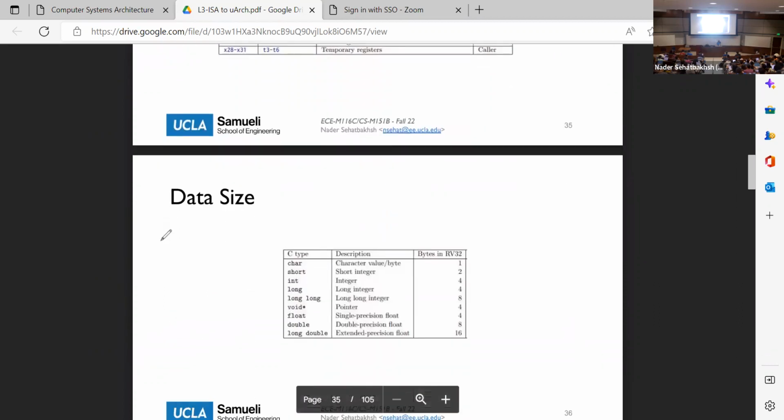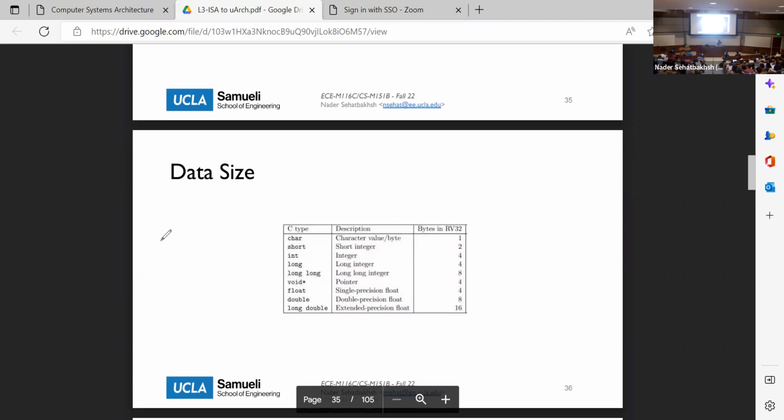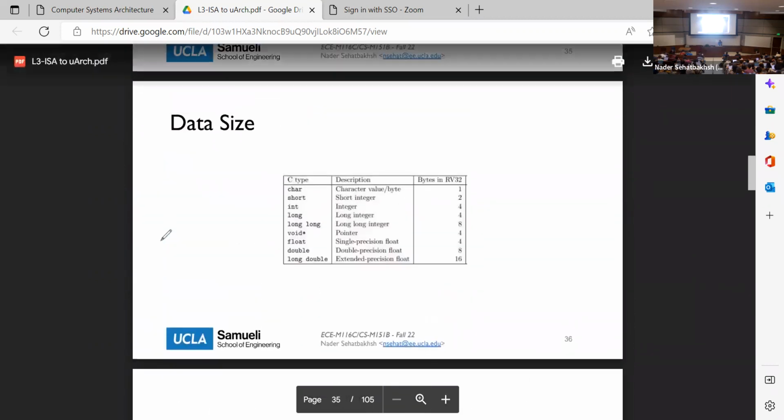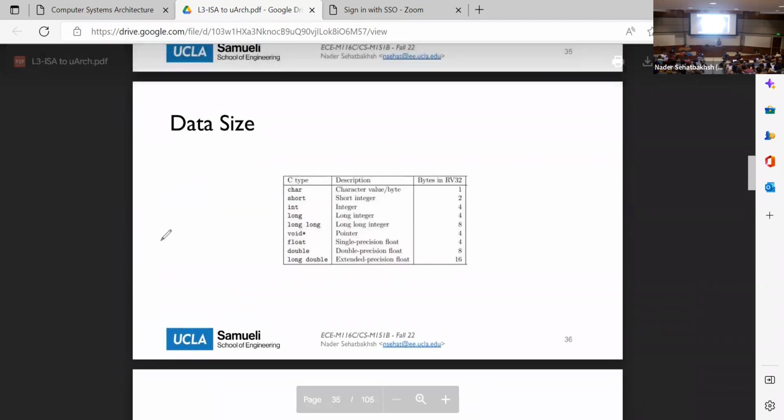Cool. Somebody asked early on about the different data types. So this is the answer to that. Double for us is 8 bytes. Float is 4 bytes, void, the pointer is 4 bytes, and all those things. Okay, take a look at this table if you ever have a question about the size. And that's kind of it with the ISA side.